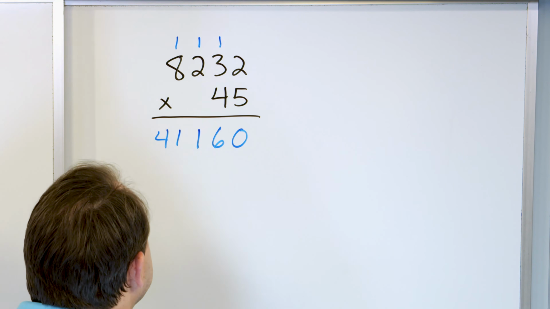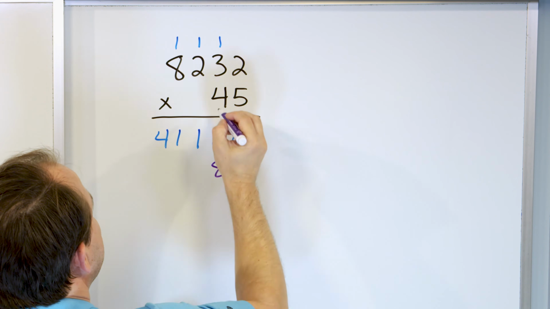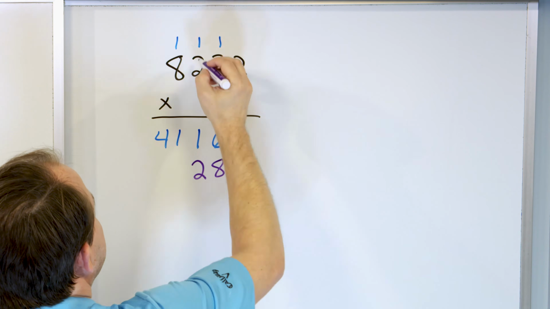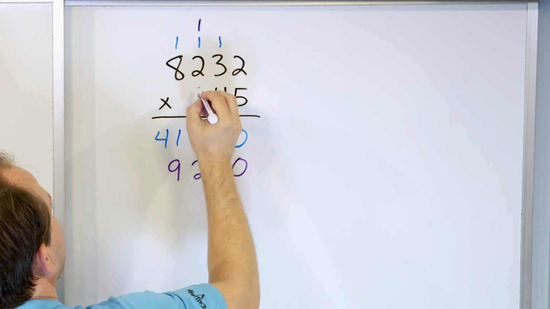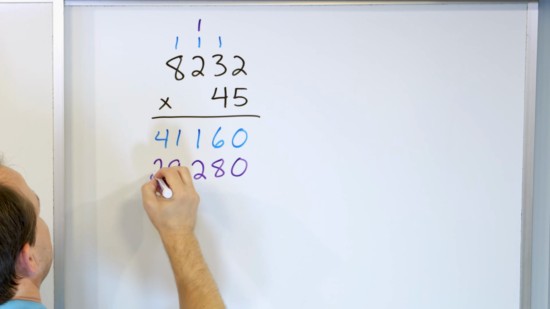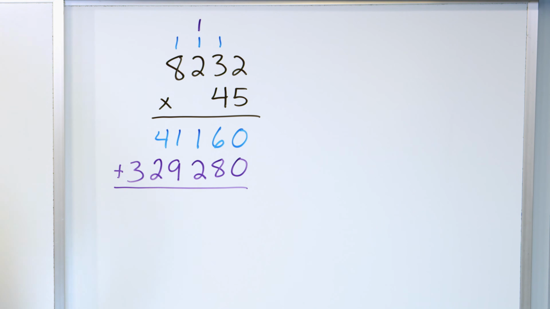Next, we have to multiply by the 4 here, so we drop a 0. 4 times 2 is 8. 4 times 3 is 12, carry the 1. 4 times 2 is 8, 1 more is 9. 4 times 8 is 32. So we have the 32 here, and then we have to add all of these digits together.